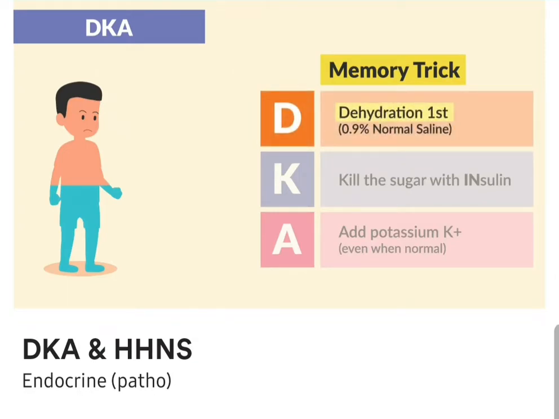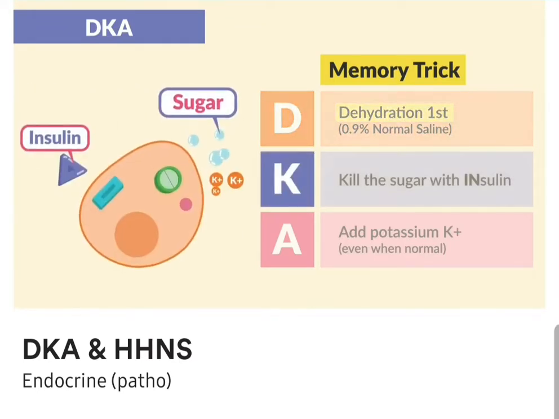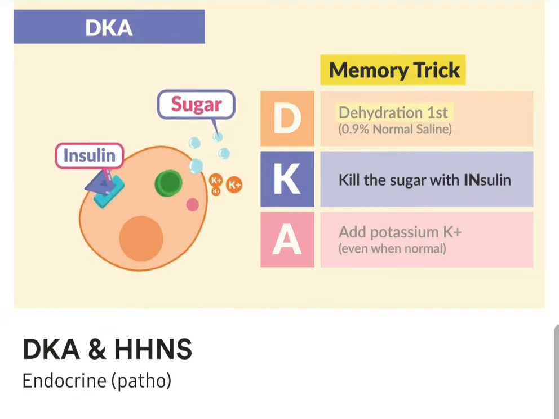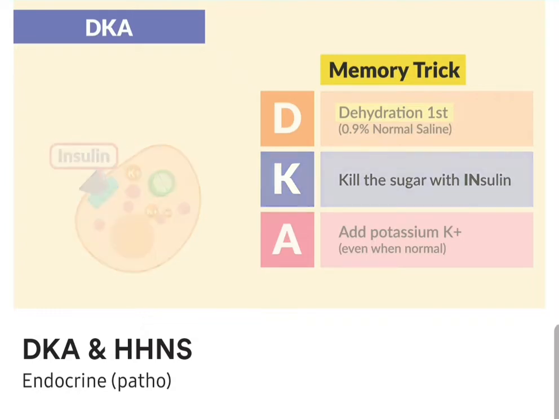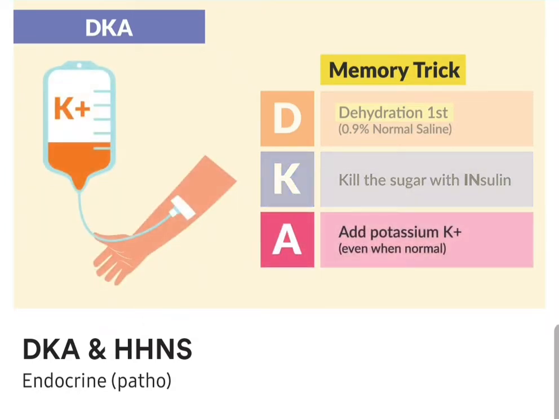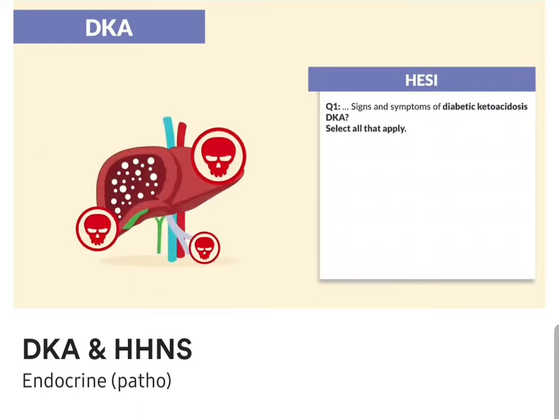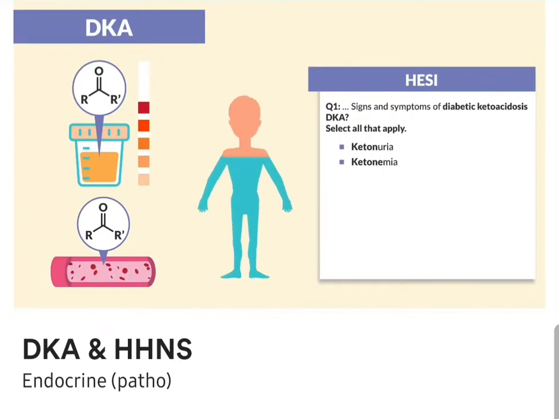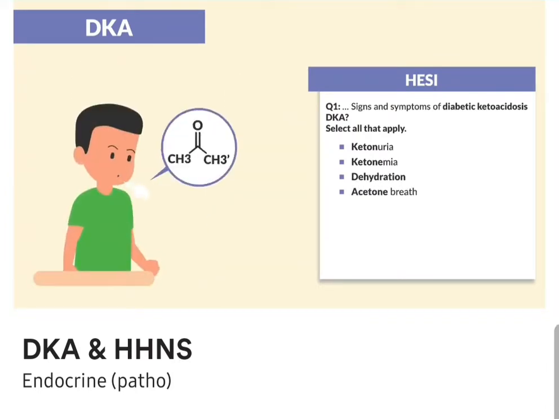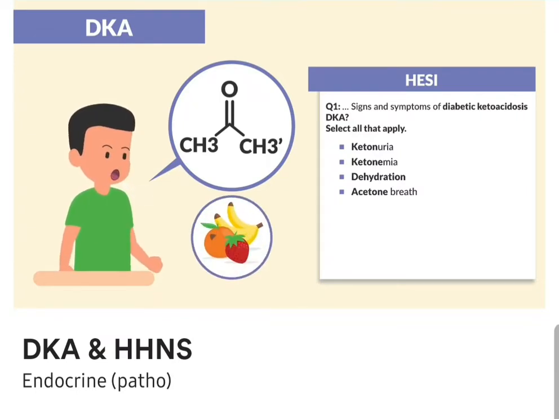We always treat with normal saline, or 0.9% normal saline. The K is for we kill the sugar next with insulin. And remember, insulin puts sugar and potassium into the cell. A, add potassium even when it's normal. So Hesi mentions signs and symptoms of diabetic ketoacidosis, that DKA. Select all that apply. So ketonuria, ketonemia, dehydration, and acetone breath, those Kussmaul respirations. So clients will breathe out that fruity, rapid breath.